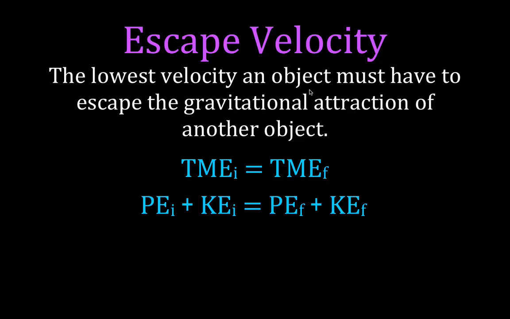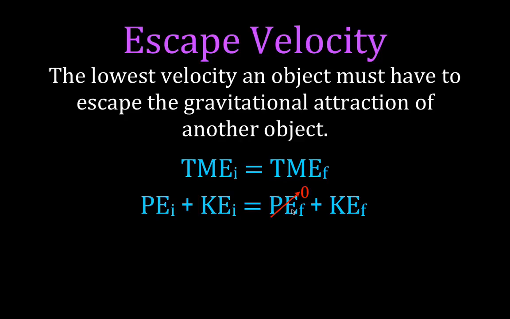Now, it does say here then that the object must have to escape the gravitational attraction. Well, how do we know it's escaped the gravitational attraction? When has the object escaped the gravitational attraction? Well, it has escaped the gravitational attraction of another object when the potential energy is 0. So that means when that term is 0, it has escaped the gravitational attraction.